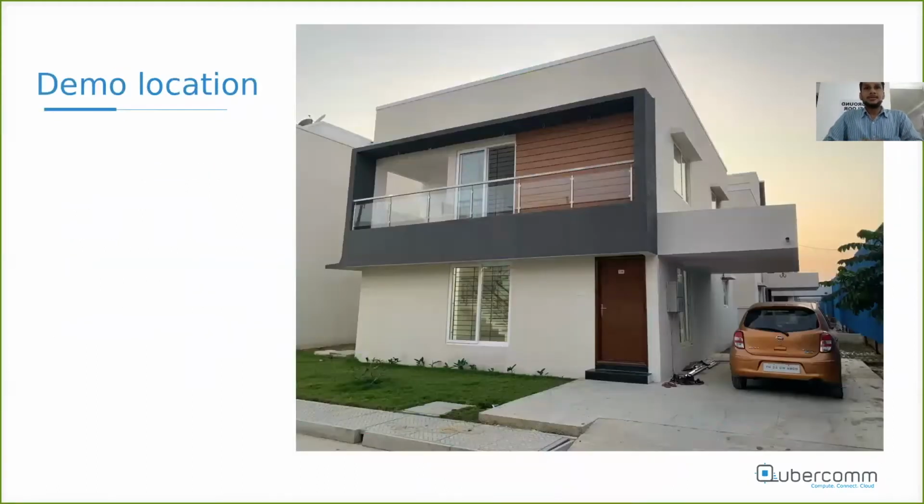This demonstration is being done in a home, which you can see on the screen. It is spread out over 3 floors. On the ground floor, we have one mesh node which covers about 800 square feet area of the ground floor. On the first floor, there is another mesh node which covers about 800 square feet area. On the second floor, there is a third mesh node which covers about 500 square feet area of the terrace.